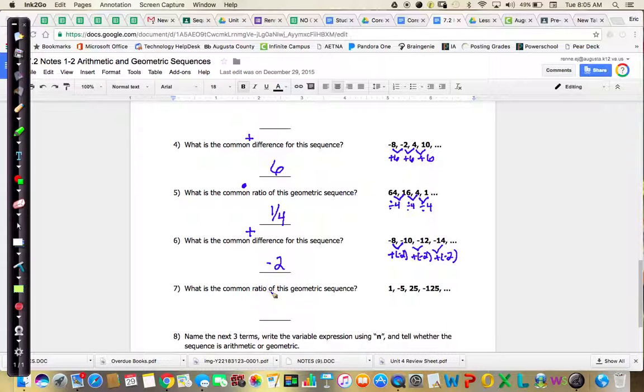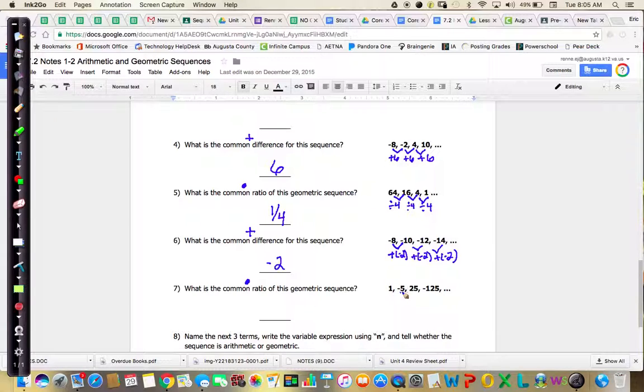Now, number 7 says, what is the common ratio of this geometric sequence? Well, common ratio is the number we are multiplying by. Okay, and notice we've got 1, then -5, then 25, then -125. So let's ignore the negatives for a second and figure out, how do you get from 1 to 5? Times 5. How do you get from 5 to 25? Times 5. How do you get from 25 to 125? Times 5.